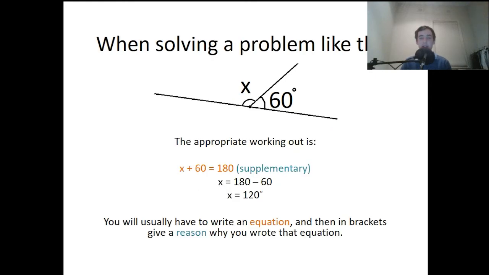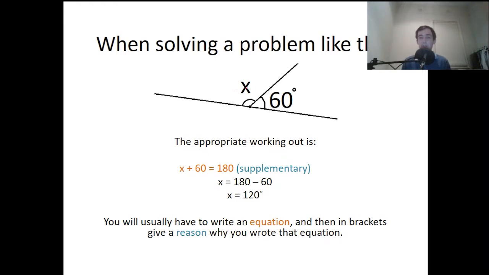Now, I do want to quickly mention that because this video will be moving into slightly more complex problems involving angles and also how to set them out properly, this is how you work it out.